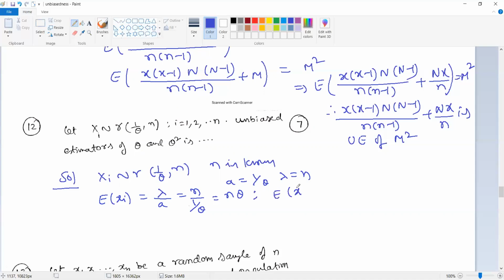So E of x bar is equal to, immediately, E of x bar is the same as E of x. Very simple shortcut technique, so no need to take the lengthy process here. E of x bar is equal to n theta. This implies the expectation of x bar by n, a suitable function of the sample observations, estimates the parameter theta.